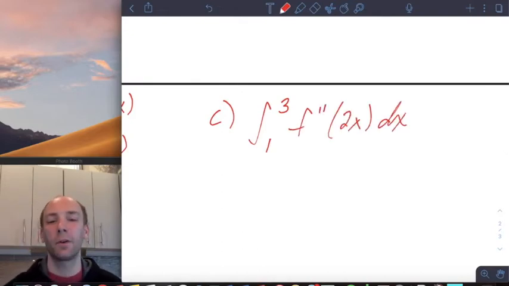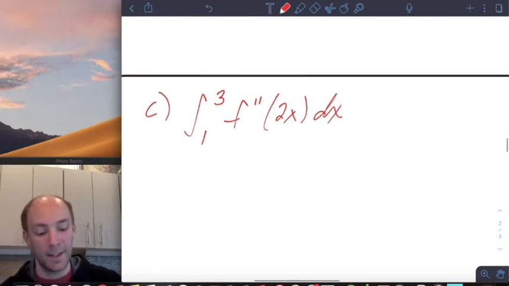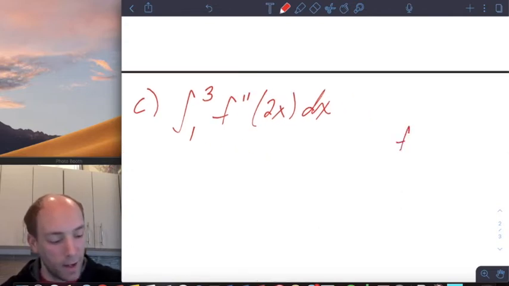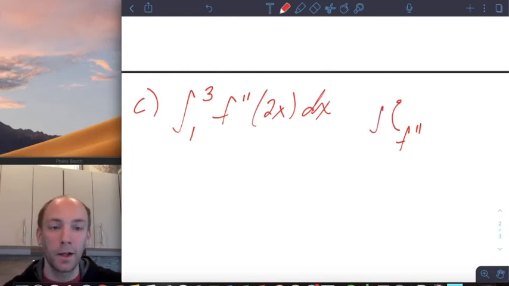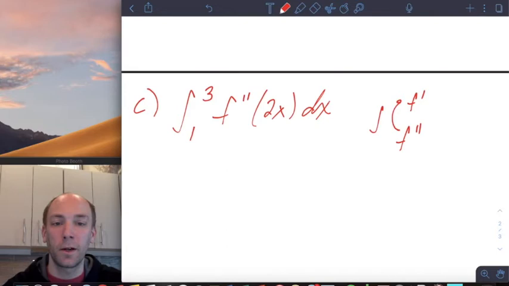Now let's think about what an integral is, right? What is an integral? An integral is the antiderivative. So if I have f double prime and I do an integral, that's going to take me back up on this ladder of functions, right? So it would take me up to f prime. So the antiderivative of f double prime is just f prime.